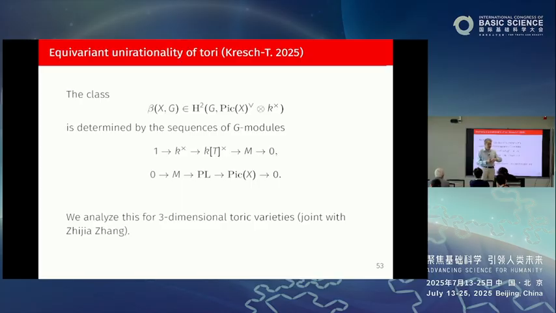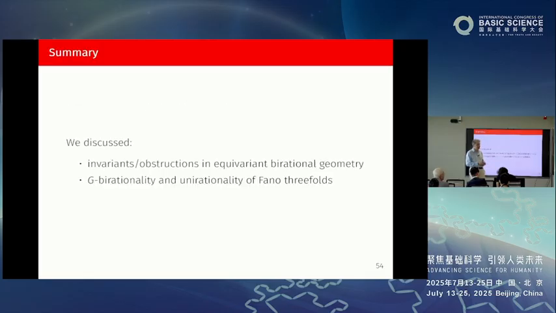But you see, in the equivariant context, you don't need to have a fixed point. And then you have many interesting examples of these kinds of actions with translations that are linearizable, stably linearizable, and so on. And it's actually quite tricky to analyze what can happen when you have all these translations on top of your thing. All right, so we've discussed invariant obstructions in equivariant birational geometry, also G-birationality and unirationality of Fano threefolds. Thank you so much for your attention.